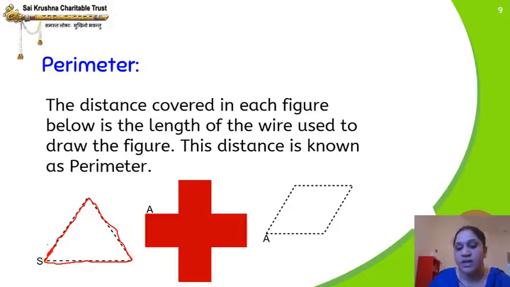The same thing here. Suppose you are taking a wire and you are making this shape. So you go like this and you make a shape like a parallelogram and you come like this and then you end here. So the distance covered in each figure is the length of the wire used to draw the figure. And this distance is known as perimeter. We'll learn more about this in the next slide.